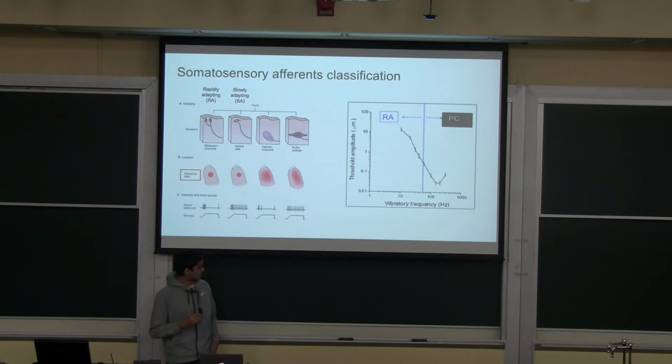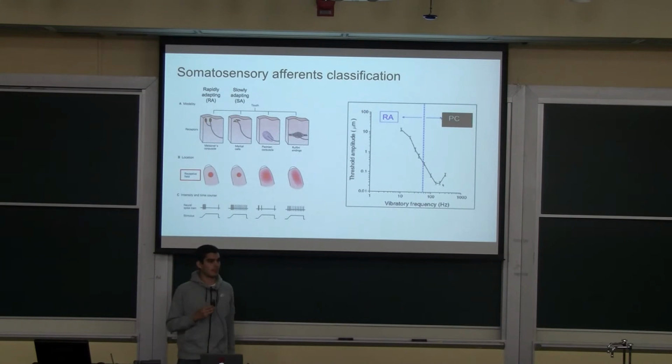And what it's trying to show here is a reminder that you can capture these differences between rapidly adapting afferents using the psychophysics setup we talked about in the first part of the course. And so what you see here is what I was saying, right? The difference between RA and PC is the vibratory frequency at which you get the minimum amplitude you need to drive it. It happens at a higher vibratory frequency for the Pacinian.